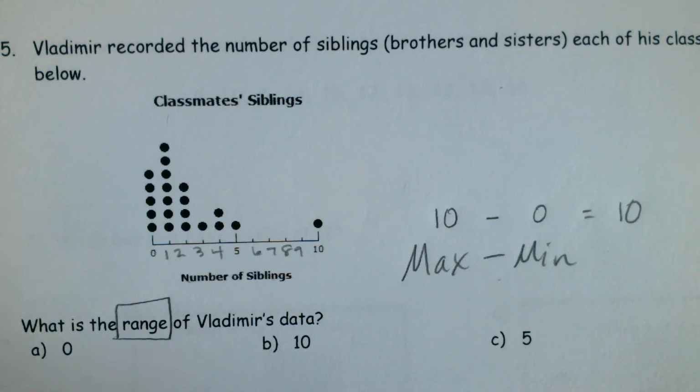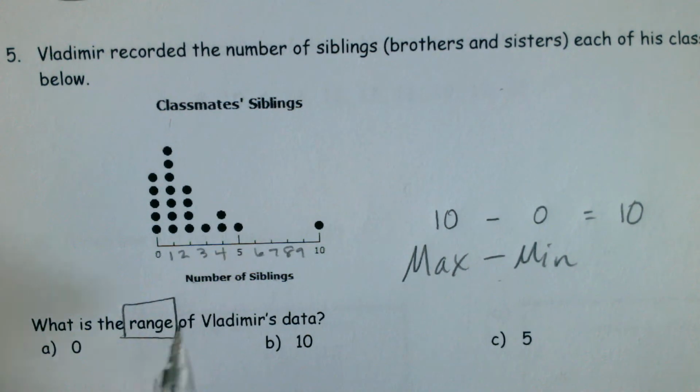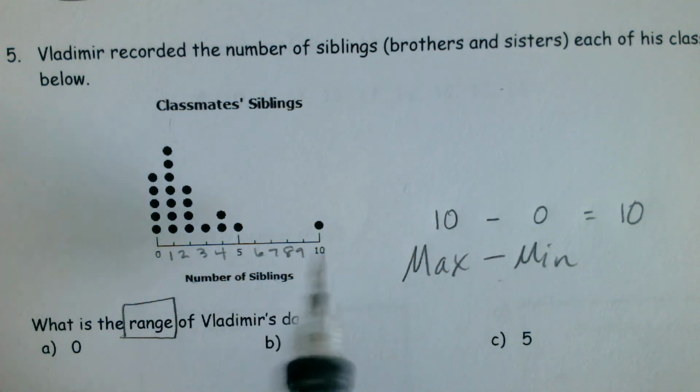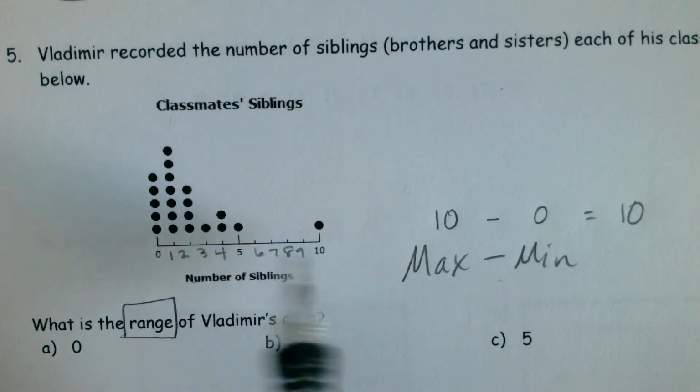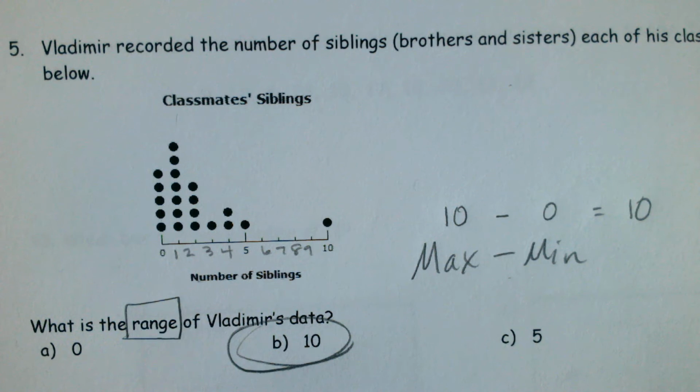There's 10 numbers, 10 possible answers that we were able to come up with. We really only had 1, 2, 3, 4, 5, 6, 7 possible answers because we didn't have any 6, 7, 8, or 9, but we have from 0 to 10 as our range. So the range is 10.